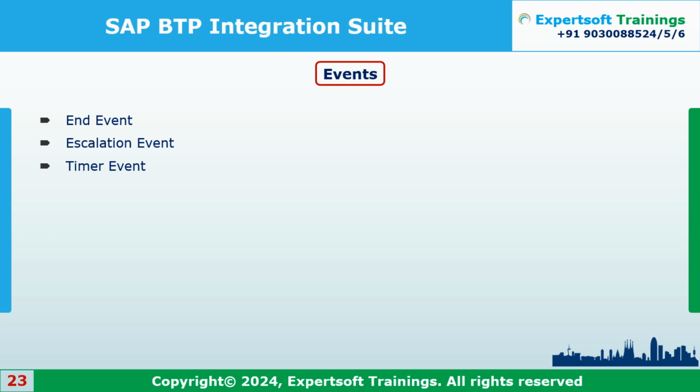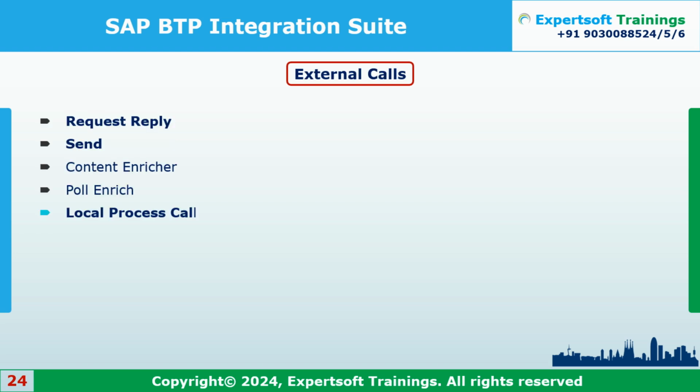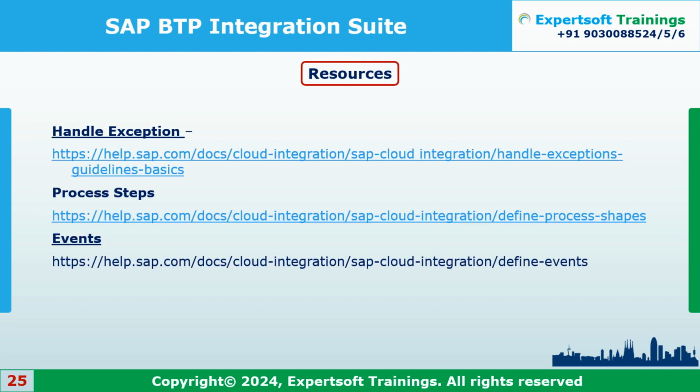Timer event: if you want to schedule your interface, then you can use timer event. So external calls: request reply, send, content enricher, poll enricher, local process calls. These all are external calls. By using this, we can call some other system for data, and we can enrich that data here. Okay, next, handle exceptions, process steps. These are help documents. They gave links here. These are just how to handle exception best practices, SAP best practices, and process steps best practices that you can find here.